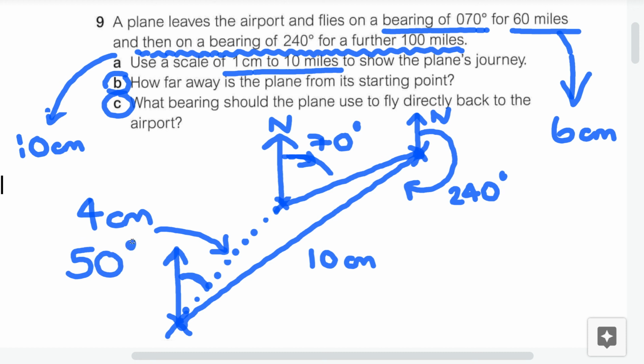Now, key to answering these questions is bearings are always given in 3 digits. So even if the first number is a 0, we have to give the 0. So the bearing is 050 degrees, with a line of 4 centimetres, ultimately giving us a distance of 40 miles when we scale it up.